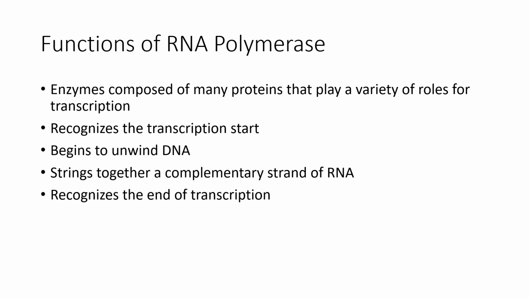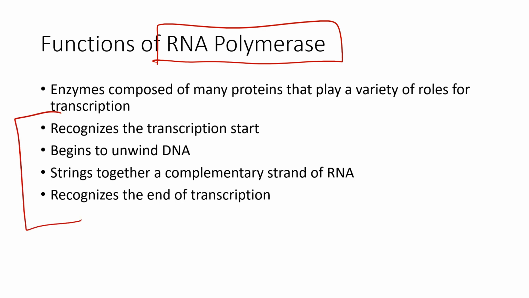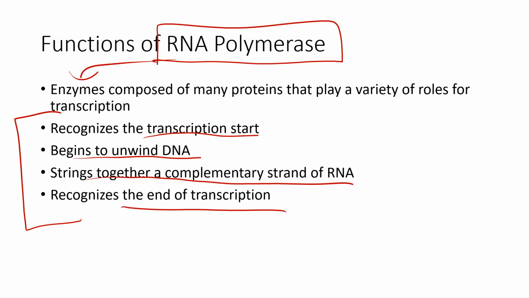So again, RNA polymerase, this is important vocabulary for you to know, and this is what it does. That's the definition of RNA polymerase: enzymes containing proteins, they play a variety of roles. But what it does is it recognizes where to start transcription, it begins to unwind the DNA, it strings together complementary strands of RNA, and it recognizes the end. So it knows where to start, it knows where to stop, and it knows what to do in between.